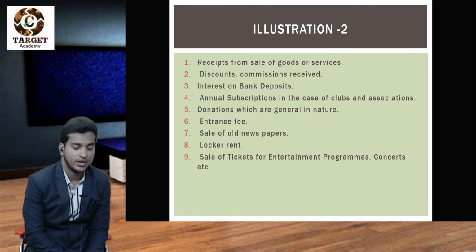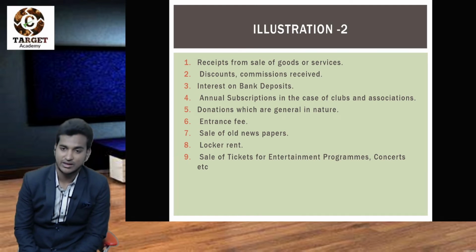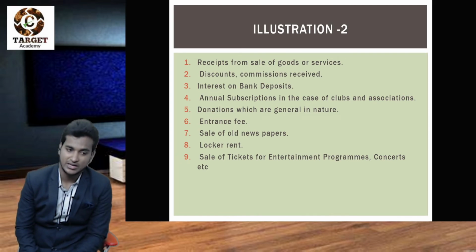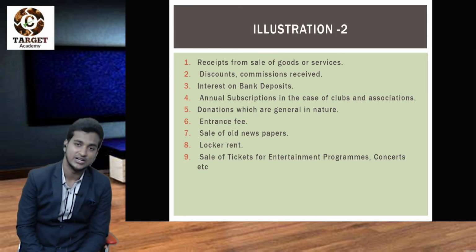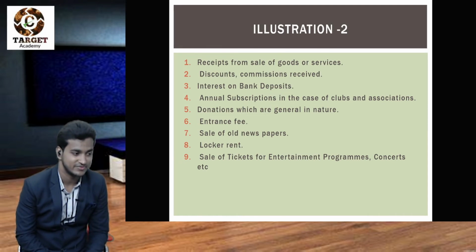Okay. Question number 1. Receipts from sale of goods or services. That means we are receiving money for selling of goods or services. That receipt is revenue receipt because that is my normal activity. Are you getting my point? That is my normal activity. So that is a revenue receipt, not capital receipt.